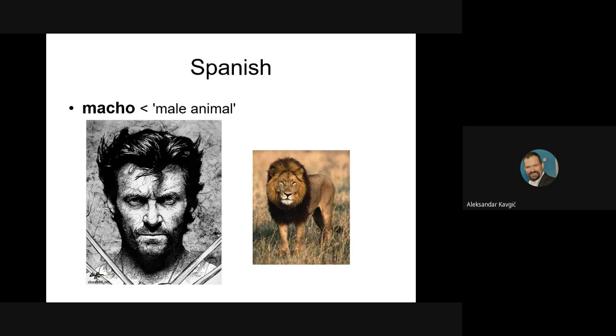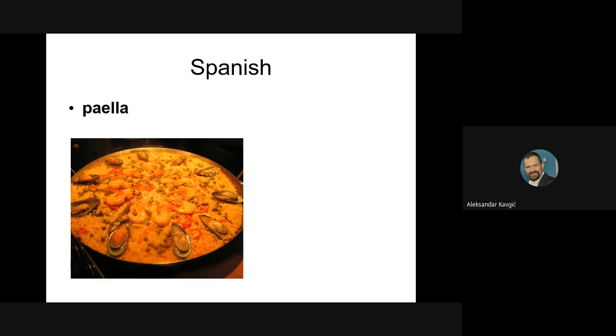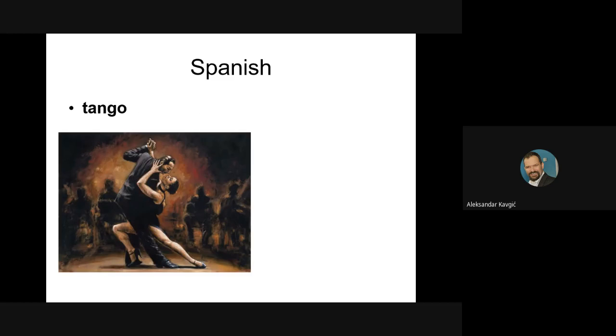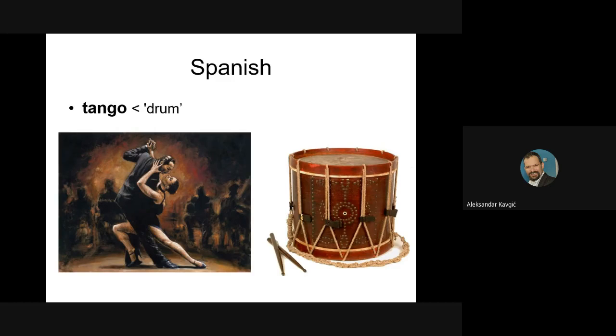So here you have amelioration and specialization in the borrowing process. And a similar thing happened with paella, which in Spanish is not a dish. Does anybody know what it is in Spanish? Of course, these days you can also use it as a dish, but originally it was a pot or a pan. And similarly, the most romantic dance that you can dance, tango, is simply about a drum.